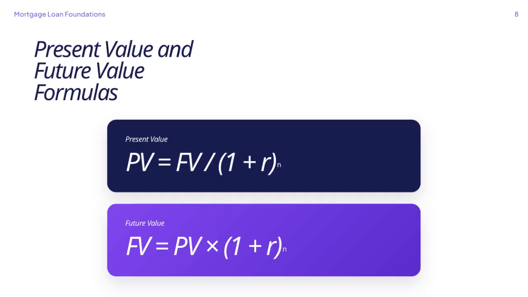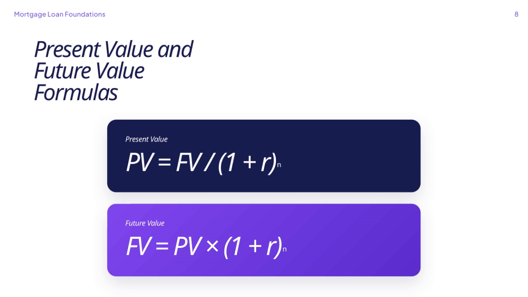Here, we're focusing on the fundamental formulas for present value and future value, which are essential concepts in finance. The present value formula is PV equals FV divided by 1 plus R raised to the power of N. This formula helps us determine what a future amount of money is worth in today's terms, considering a specific interest rate and time period. Conversely, the future value formula is FV equals PV times 1 plus R raised to the power of N. This allows us to calculate how much a current investment will grow to over time with compound interest.